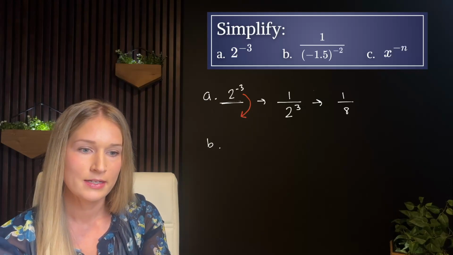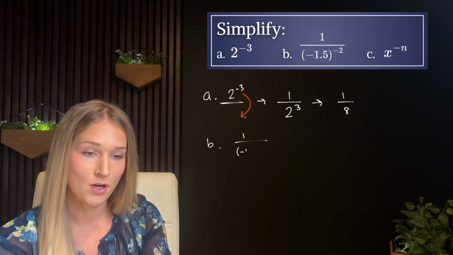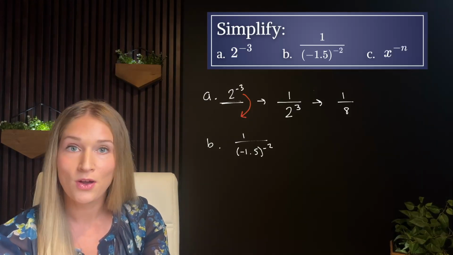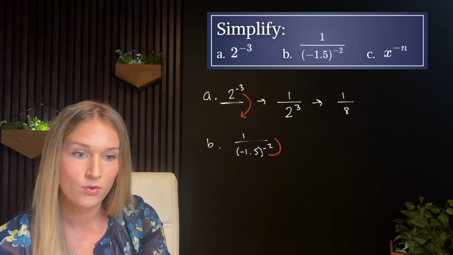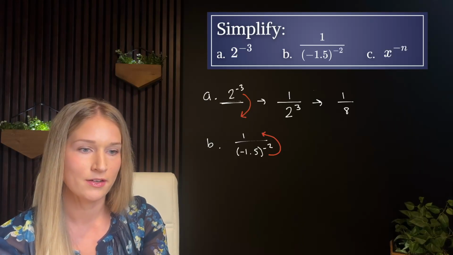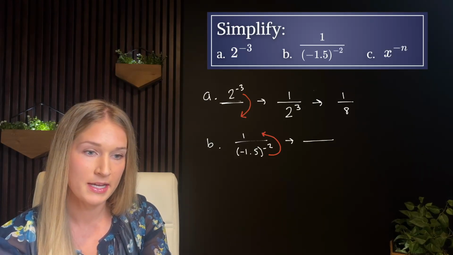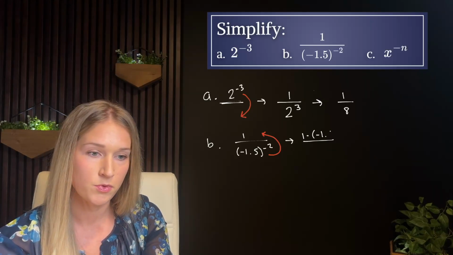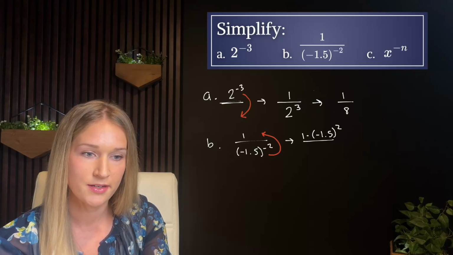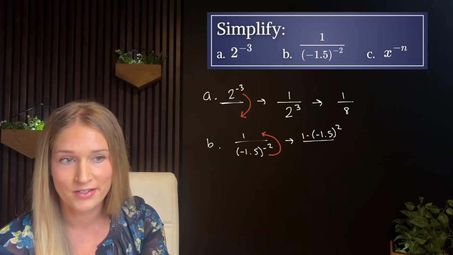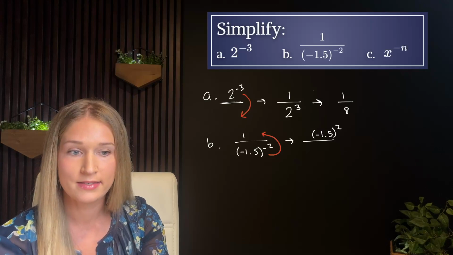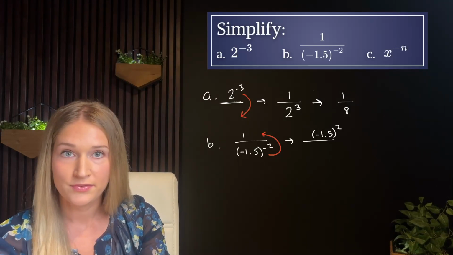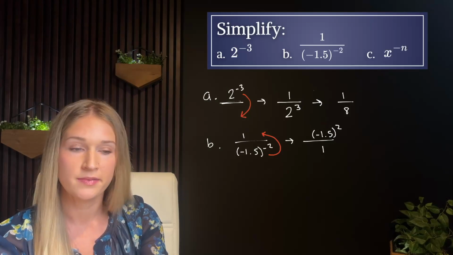For B, now my negative exponent is in the denominator, and that tells me that my base isn't supposed to be in the denominator. I'm on the wrong side of the fraction, so I'm going to take this whole base and move it up to the numerator. Once I do that, I make my exponent positive, and we multiply by what's already there. So negative 1.5, and my exponent is now positive. But multiplying by 1 is not necessary to write, so I can just erase that, and I have that negative 1.5 to the power of 2. The bottom I left completely empty, so I'll just fill that in with a 1.